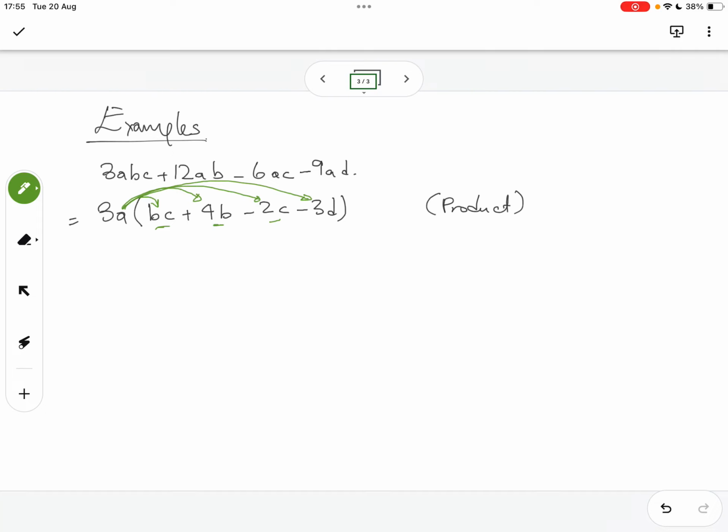Because when we take out the 3A, we are left with BC there. When we take out the 3A, we're left with 4B there. When we take out the 3A, we're left with negative 2C there. And when we take out the 3A, we're left with negative 3D there.